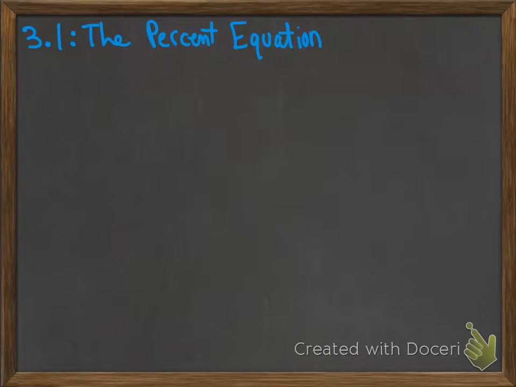3-1 is all about the percent equation, and there's a good chance you already know what this is and how to use it. You've probably used it before if you've ever figured out your score on a test or a quiz or anything like that, so let's talk about it.